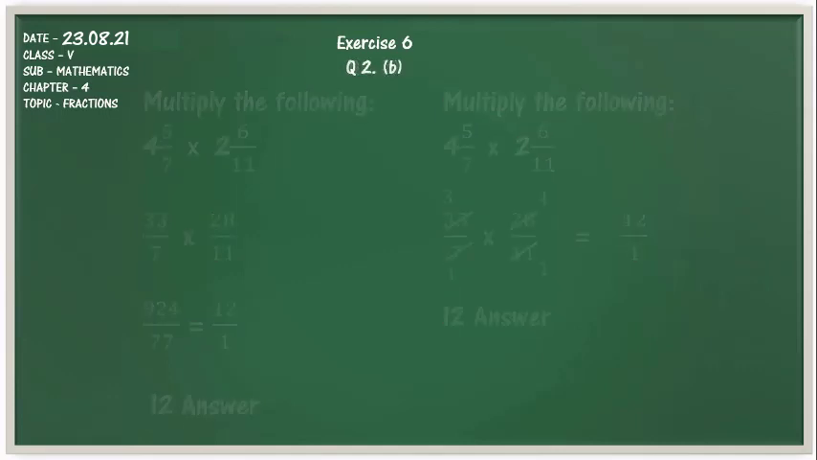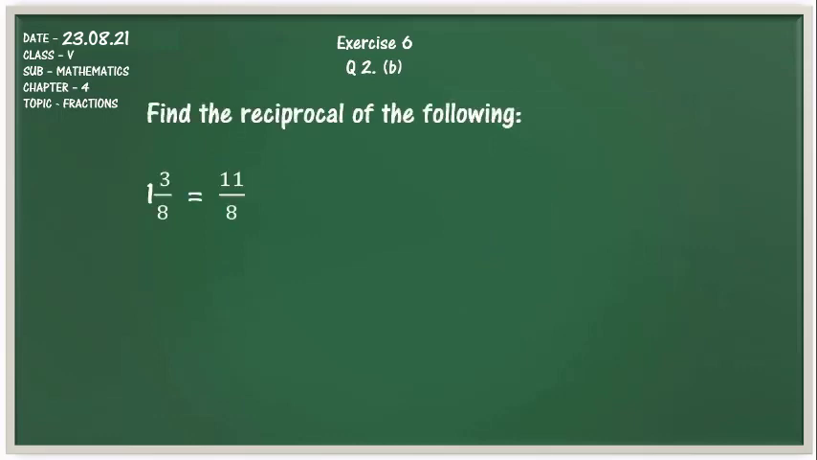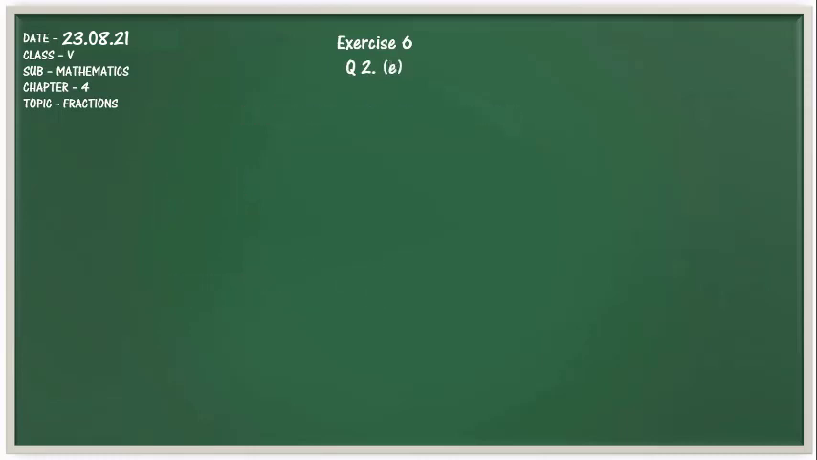Exercise 6, question number 2. B. Find the reciprocal of the following. 1 whole 3 by 8. The first step is to change this fraction into improper fraction. So, by changing this fraction into improper fraction, we got 11 by 8. 1 whole 3 by 8 can be written as 11 by 8. Now, the reciprocal of 11 by 8 is equal to 8 by 11.